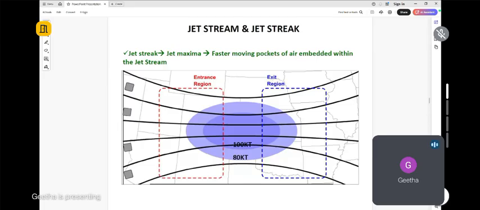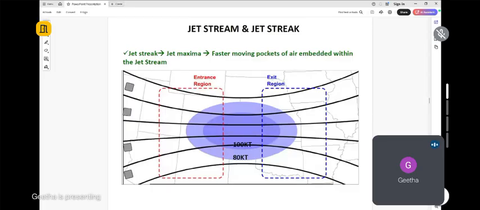And then we also saw that when the air is moving within the jet stream, there will be regions of maximum wind, called jet maxima, which some books refer to as jet streak. But generally we use the term jet maxima. Where we have jet maxima, you see 80 knots, 100 knots, wind speeds are increasing. Here you have the maximum wind speed, around 100, then it will become 80, 60, and decrease like that.